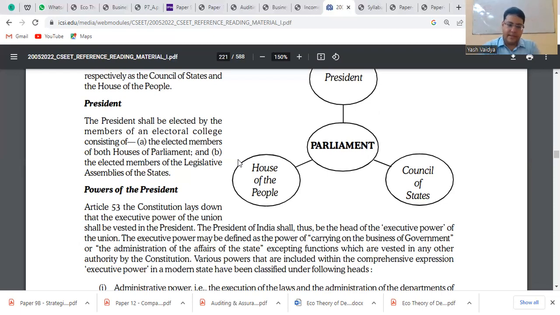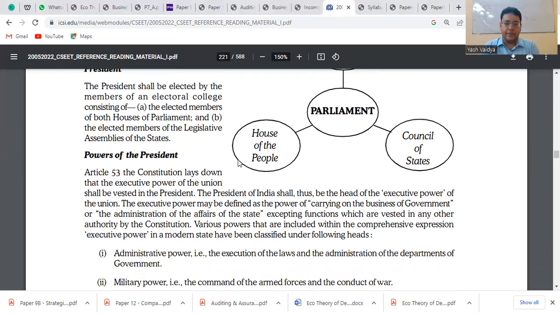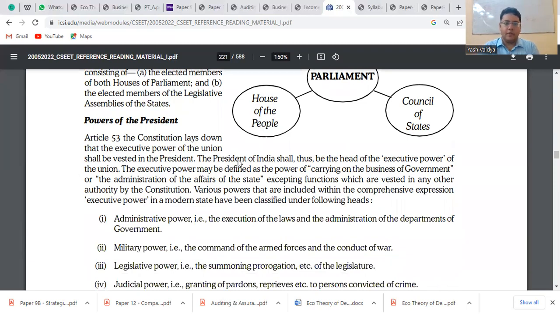Then powers of the president. Article 53 of the Constitution lays down that the executive powers of the Union shall be vested in the President. So, whatever Union government does for the people, they do it in the name of President. Okay, so who is the head? De facto head, I will say. Theoretical head of the government is President. Because the Union executive power is vested in the President. Okay, the President of India shall thus be the head of the executive power of the Union.